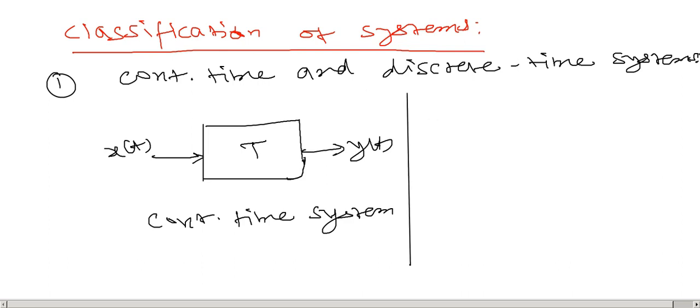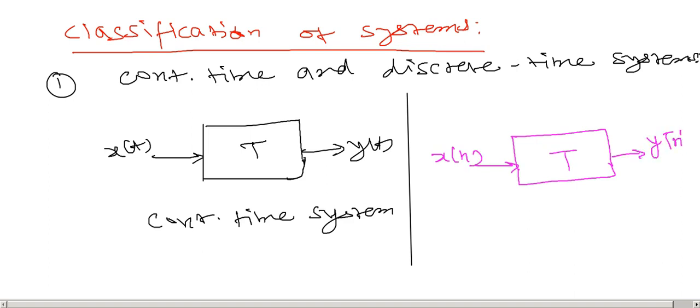Now, unlike this, if the system's input and output are discrete time signals, so if this is a discrete time signal and the output is also a discrete time signal, then we call this system a discrete time system.